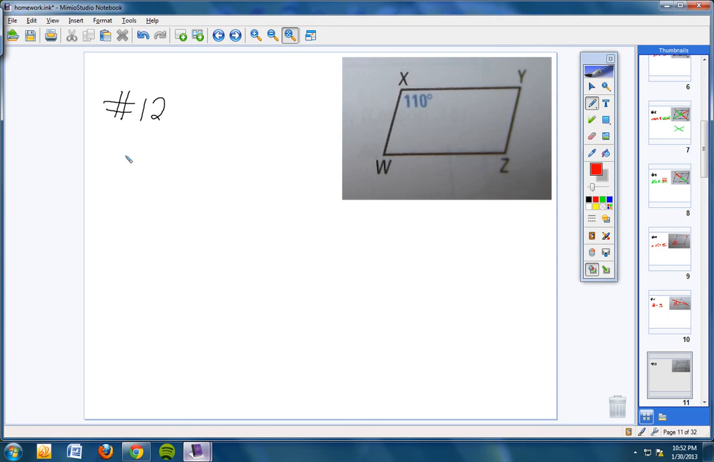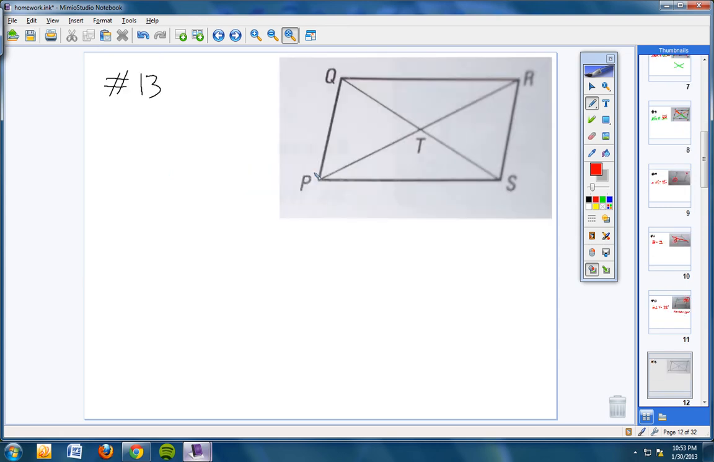And now they want us to find in number 12, the measure of angle Y. Okay? Well, yes, we learned yesterday that opposite angles are congruent. So if that's 110, this is 110 down here. We know that. But we also learned that two angles that are side by side, whether it be this angle and this angle, or whether it be this angle and this angle here, it doesn't matter. Those angles are supplementary. So if this is 110, then this over here has to be 70, right? Because 110 plus 70 equals what? 180. So the measure of angle Y has to be 70 degrees.